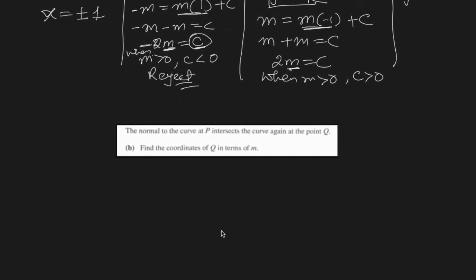Okay, let's go to the next question, which is the b part of the same. The normal to the curve p. Okay, curve was, let me write the equation of the curve, y equal to negative m over x. So the normal to the curve. So if this was the curve, this will be the normal at p. Okay, intersects the curve again. So that means if curve is going this way, it intersects that same curve at q. Find the coordinates of q in terms of m.